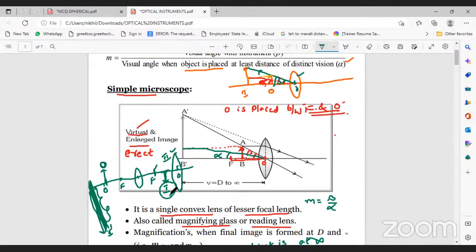It is a virtual image, no doubt, but it is not erect. It is an inverted image. That is the main difference between the simple microscope and the compound microscope. You got an idea?